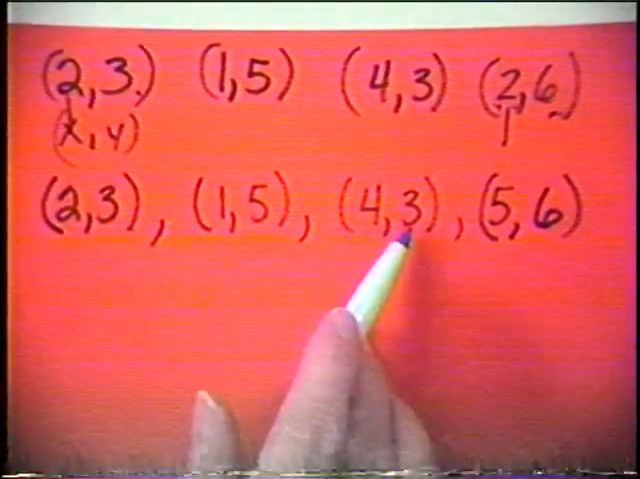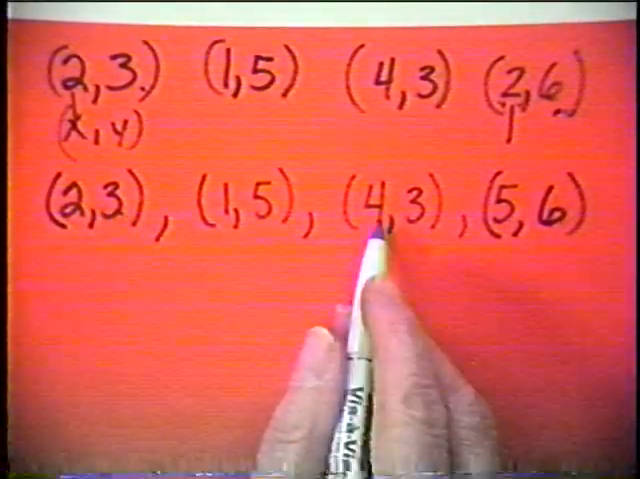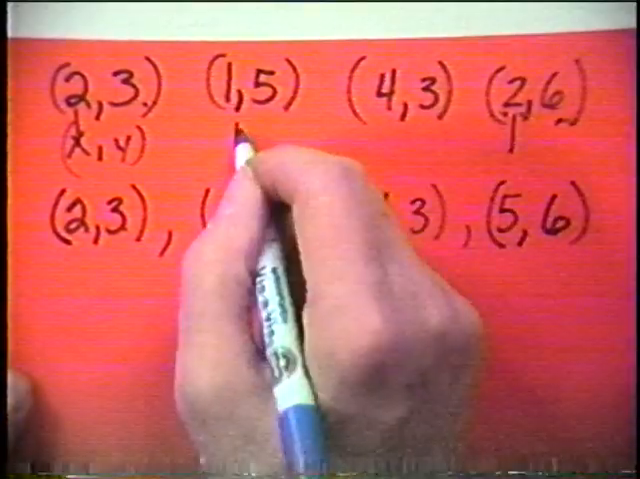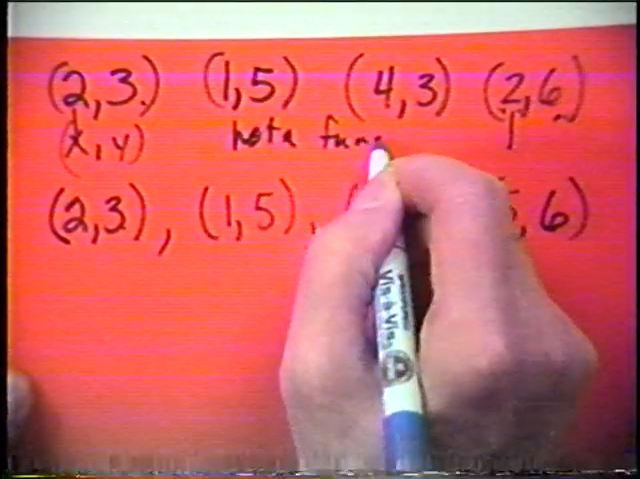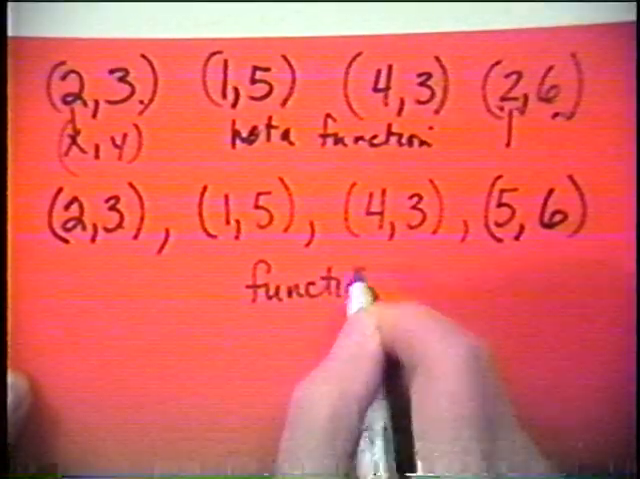Is this one a function? Yep, because for each x there is one and only one y. Now, for this x the y is 3, and for this x the y is 3, but that doesn't matter, because for each x there is one and only one y. If none of the x values are shown twice, then you're okay. If one of the x values appears twice, then it's not a function. So the one on top is not a function. The one on the bottom is a function. They are all relations.